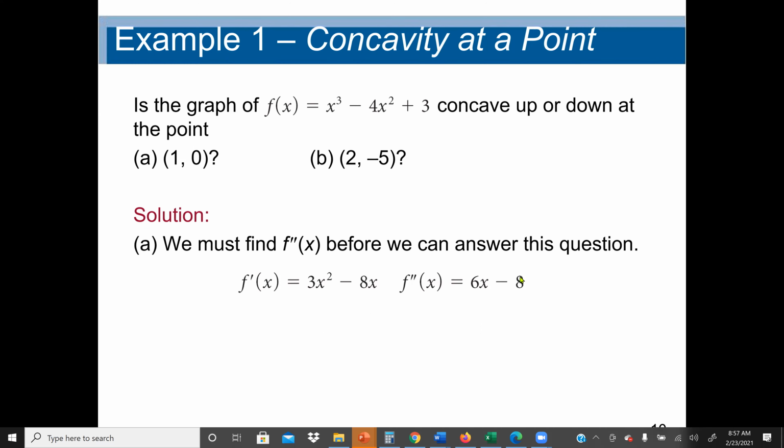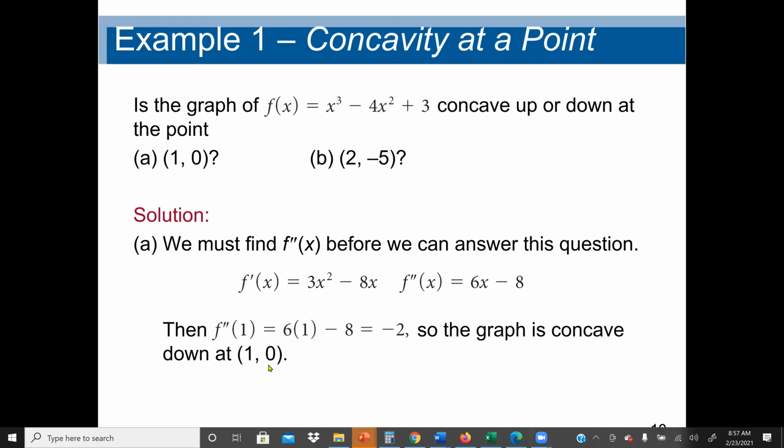Now we're almost done. We are going to, a means x is 1. So substitute 1 here. So we get 6 times 1 minus 8. That will give us minus 2. Since the second derivative at the point 1 is a negative value, so it's less than 0, then we say it's concave down. And that's what we have here. It's negative 2. So it's concave down at the point given to us.